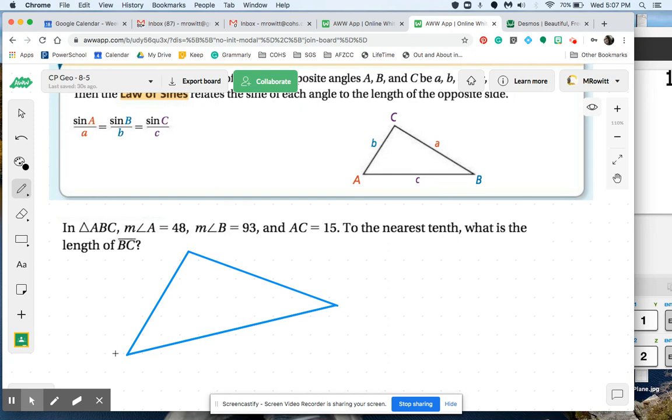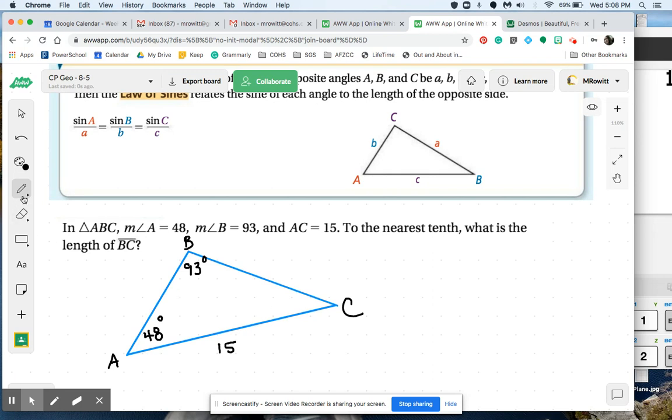All right, so in this triangle, I've got side A, I've got angle B, and I've got angle C. And the information that they have given me is that the measure of angle A is 48, which clearly should have a degree sign. The measure of angle B is 93. And then the other piece of information they give me is that the length of AC, which is this guy down here, is 15. All right, so they're asking me to solve for the length of BC, but like I said, we're going to solve this entire triangle.